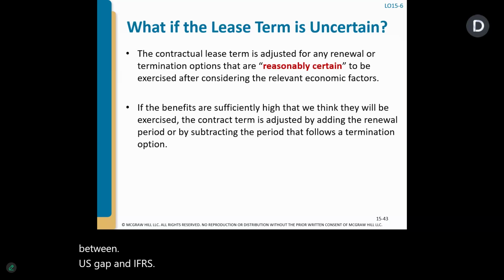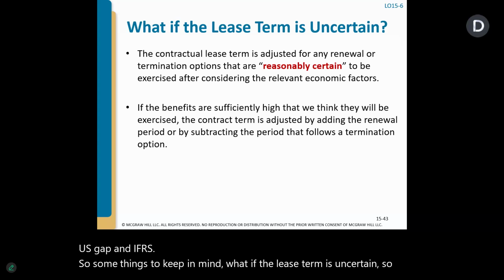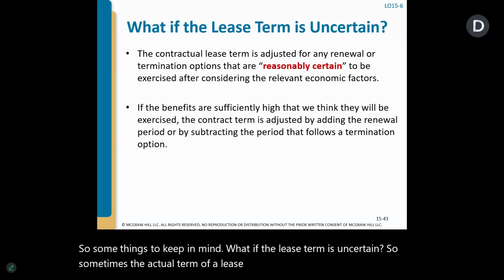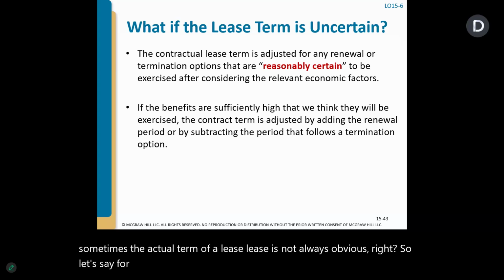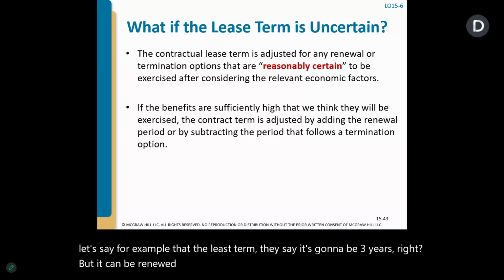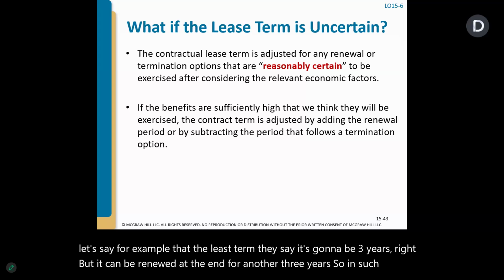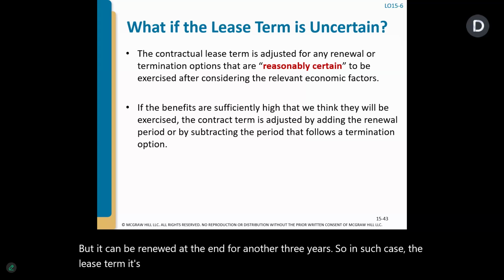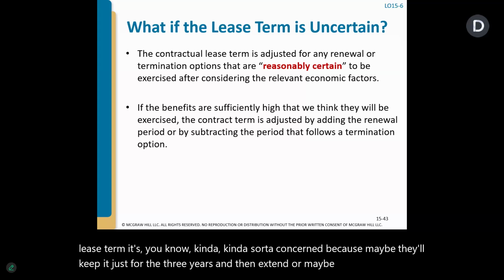So some things to keep in mind. What if the lease term is uncertain? Sometimes the actual term of a lease is not always obvious. Let's say, for example, that the lease term is said to be 3 years, but it can be renewed at the end for another 3 years. In such a case, the lease term is kind of uncertain, because maybe they'll keep it just for the 3 years and then extend, or maybe they won't. So these are some things to keep in mind.